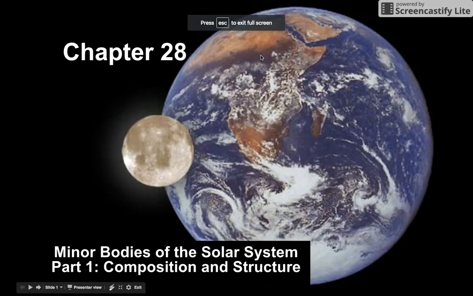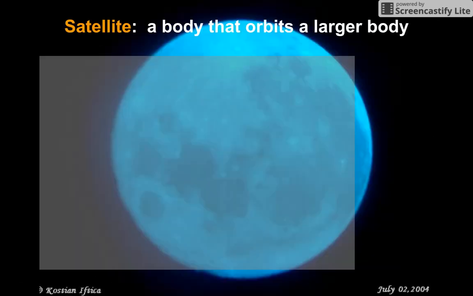Welcome to Chapter 28, Minor Bodies of the Solar System, Part 1, Composition and Structure.